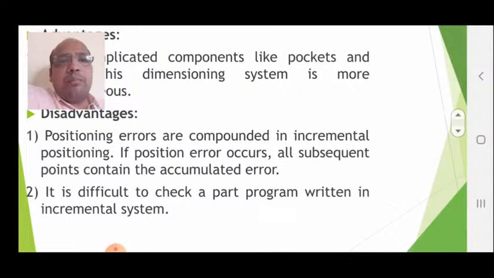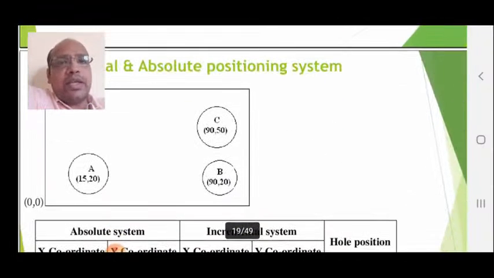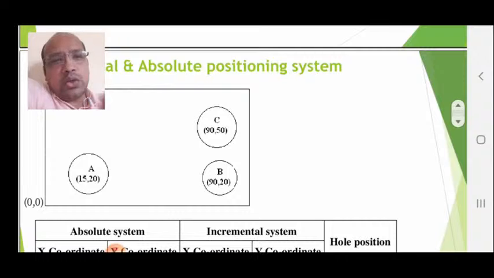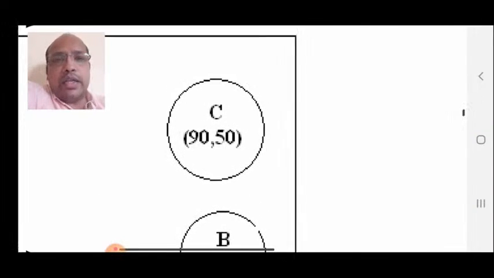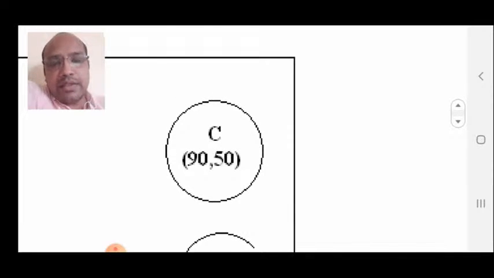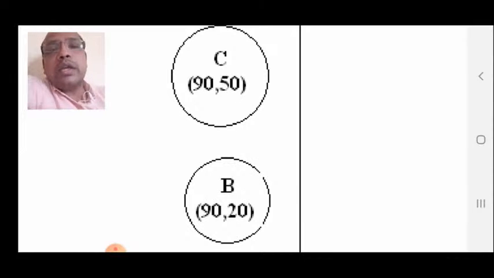Positioning errors are compounded in incremental positioning system. If a position error occurs, all subsequent points contain the accumulated error. What happens? We see this diagram once again. If there is an error in positioning the tool at point B, definitely there will be an error in positioning the tool at point C. So if the tool position becomes wrong, the next point will be positioned wrongly.